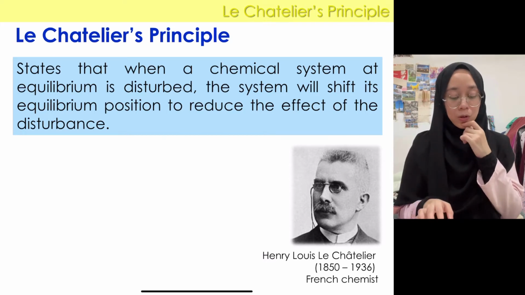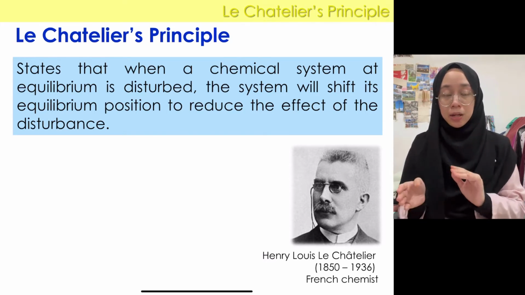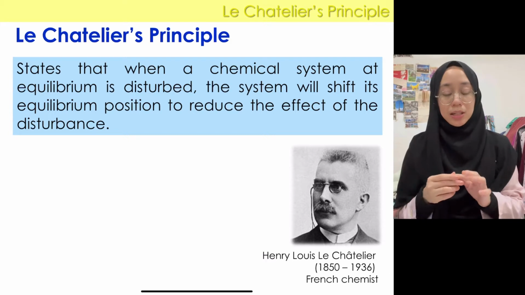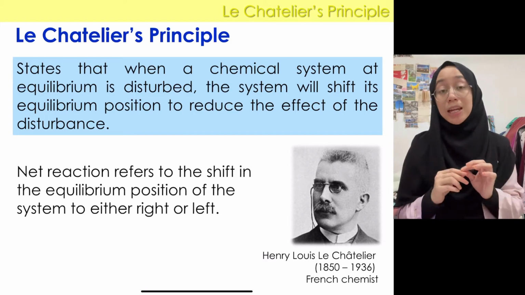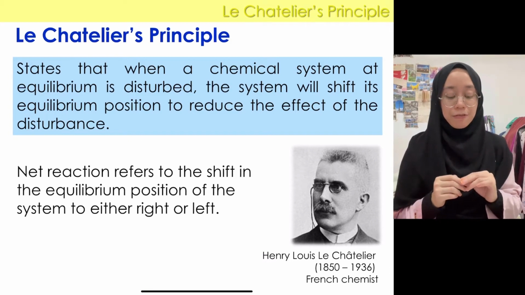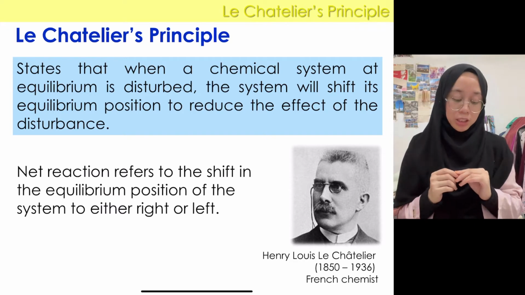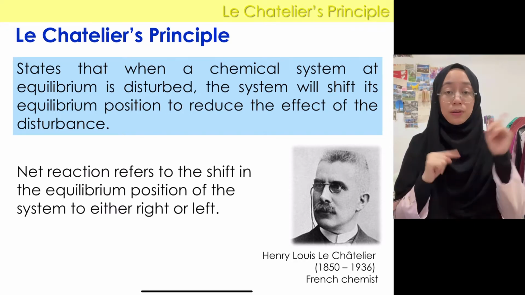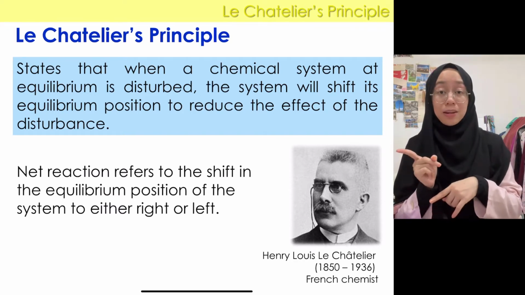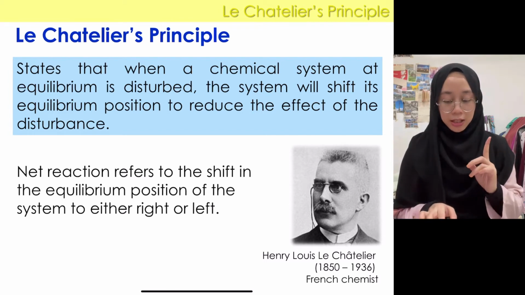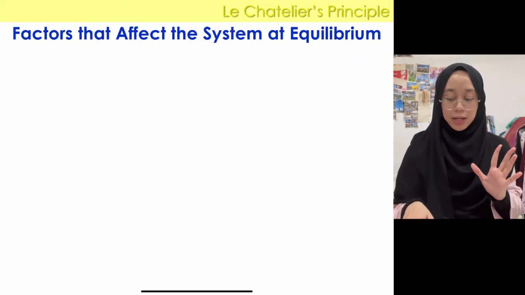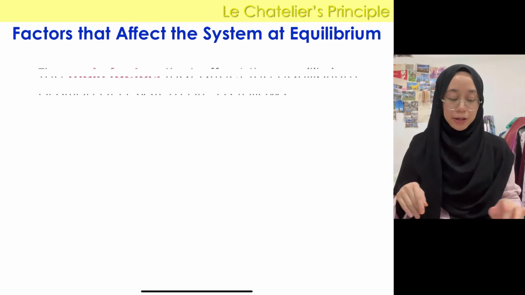Okay, so sometimes if you look at other books' definitions of Le Chatelier's principle, you might find the words net reaction. So net reaction actually refers to the shift in the equilibrium position of the system to either the right or the left. Okay, so we will first look at several factors that affect the system at equilibrium.